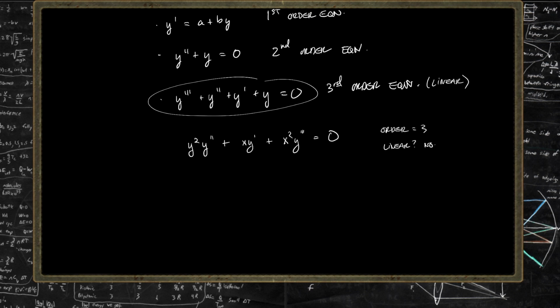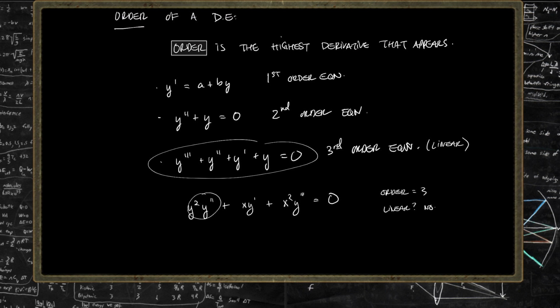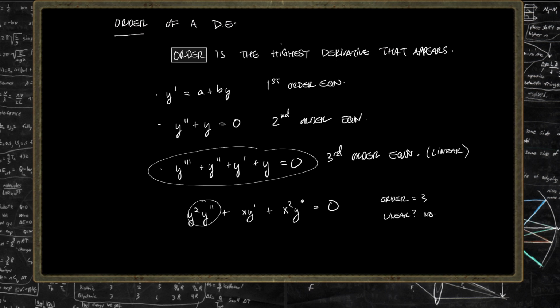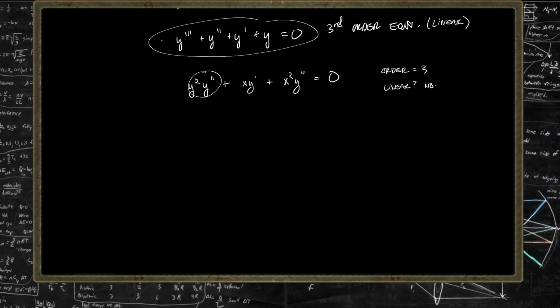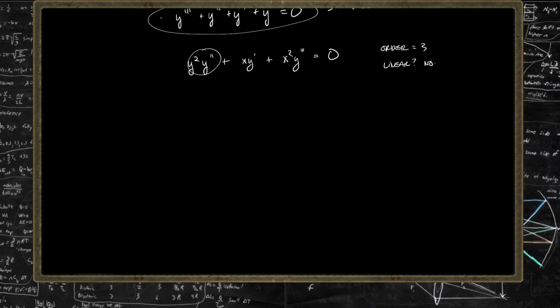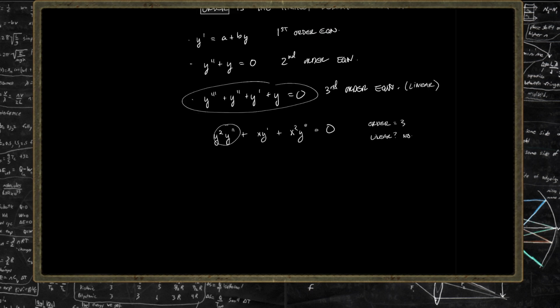No, it's not, right? Because I showed you this right here is breaking that. It's not linear in y and its derivatives. Okay. So we have the ideas of linearity and order of differential equations. All right, this is going to help us break it into categories.